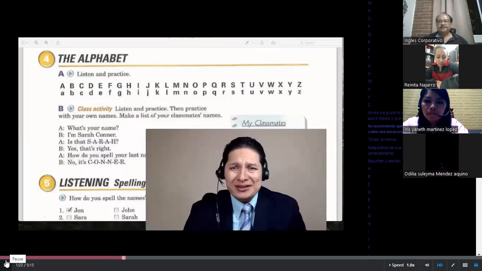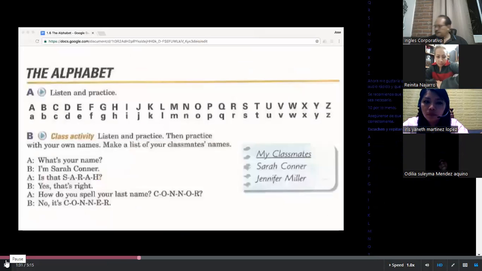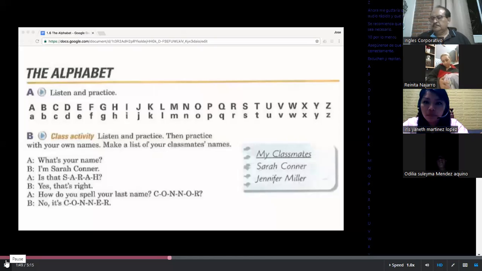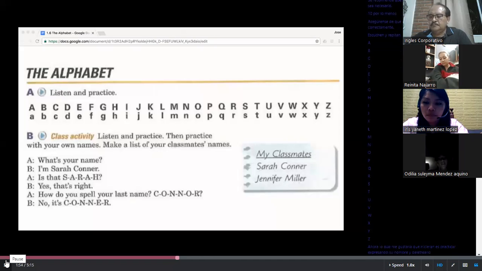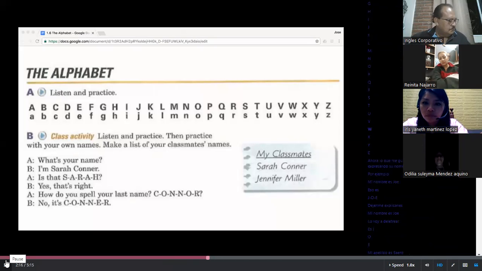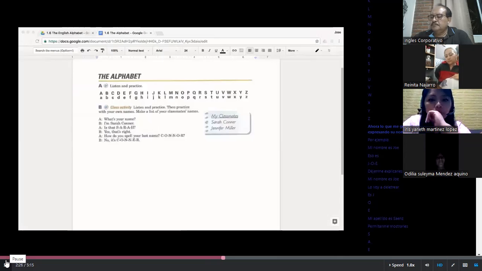It's recommended that you practice as many times as necessary, 10 at least, and make sure that you are pronouncing correctly. Listen and practice. A, B, C, D, E, F, G, H, I, J, K, L, M, N, O, P, Q, R, S, T, U, V, W, X, Y, Z. Now, what I would like for you to do is to practice expressing your name and spell it out.